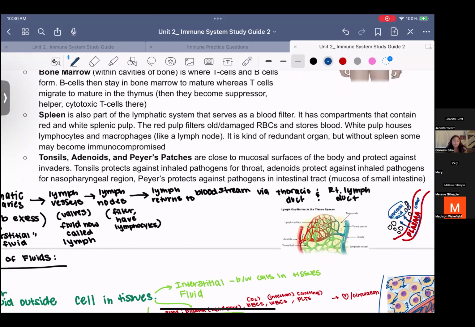For the spleen, it's also part of the lymphatic system. It serves as a blood filter. It has compartments that contain red and white splenic pulp.